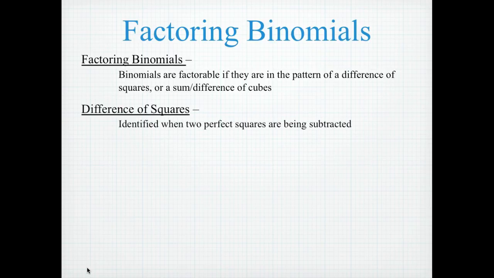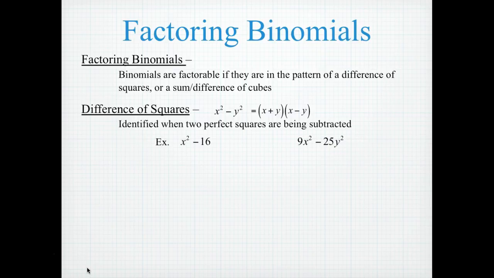A difference of squares is identified when two perfect squares are being subtracted, and it looks like this. Notice you have two perfect squares, one being x squared, the other being y squared, and they're being subtracted. Hence the name, a difference of squares. It's factored as x plus y times x minus y. So you take the square root of each term, and you have opposite signs in the binomial. x plus y times x minus y.